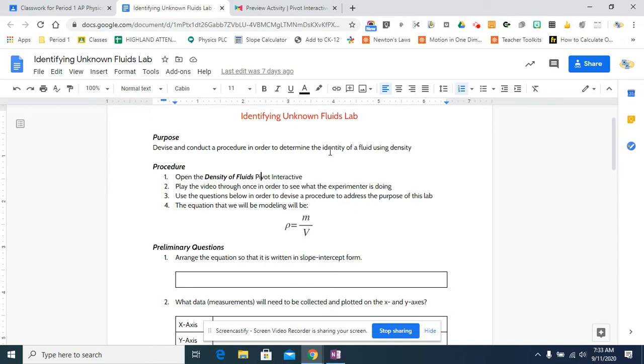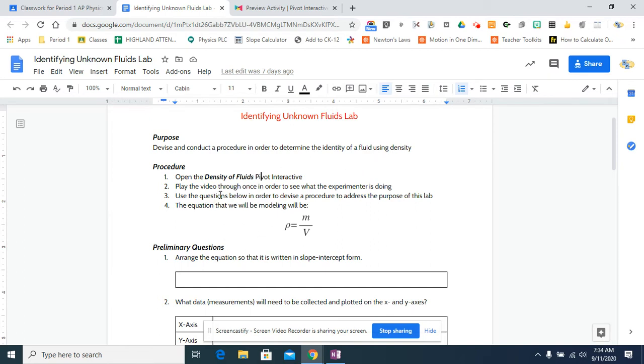Hopefully from your chemistry days, you've realized that density is a property of matter, and as long as the matter is a pure substance, then its density should be pretty much constant. We mentioned before that there are factors that can change it a little bit, temperature and stuff like that. But for the most part, for these fluids, we're not going to see that. So what we're going to do is use a Pivot Interactive since we are not in class to be able to do this.